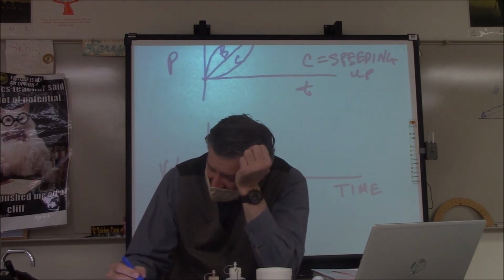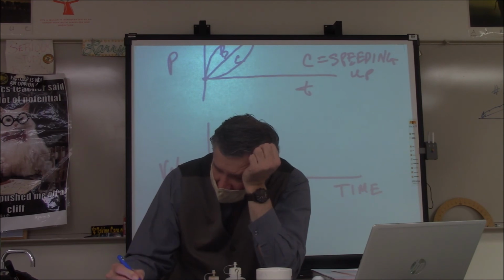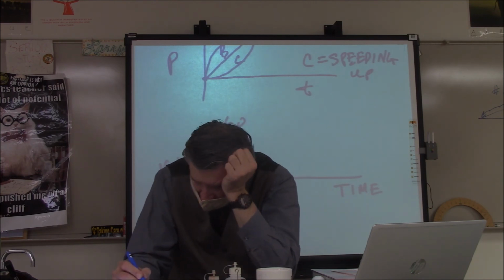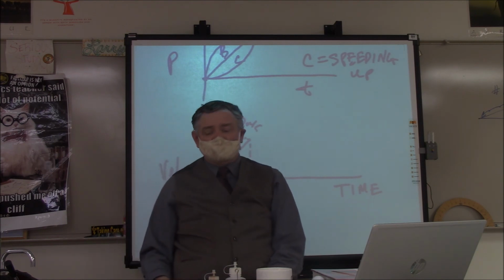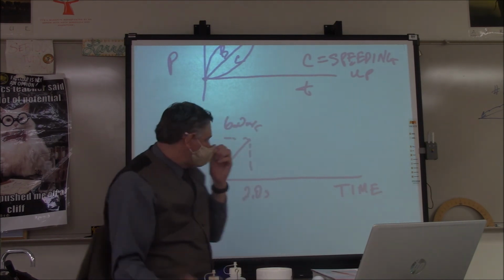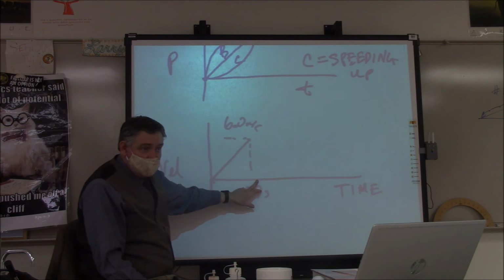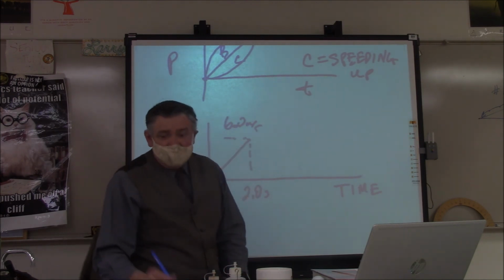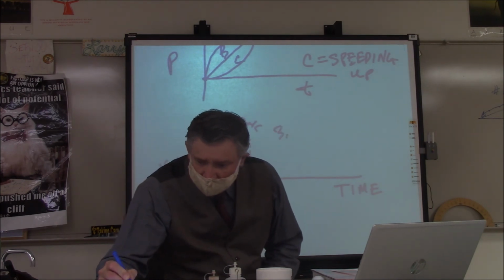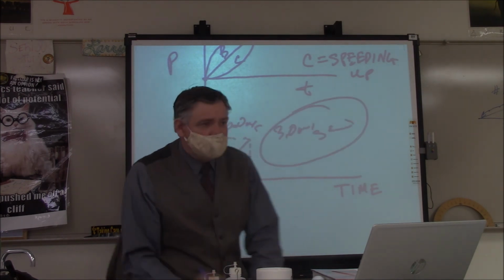So we're going to start here at 0. And after 2 seconds, I'm going to be going, let's say, 6 meters per second. All right? So if that's the case, I can find the slope of this line. I can take 6 divided by 2, and that's going to get me 3 meters per second squared.